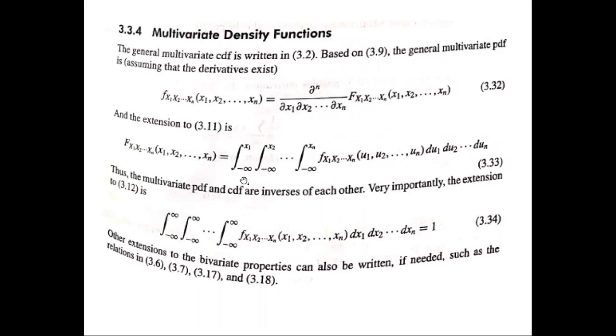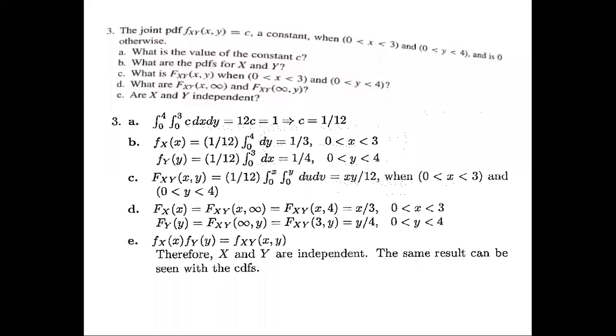When you integrate from minus infinity to infinity, the whole integral will become 1. But if you integrate from minus infinity to x1, minus infinity to x2, then it will become the CDF. So that is the difference which we should make out.